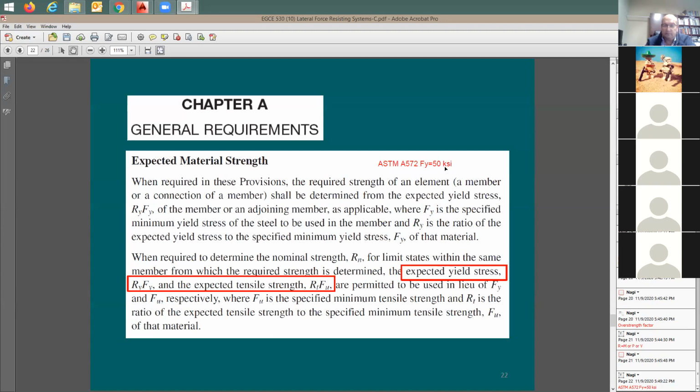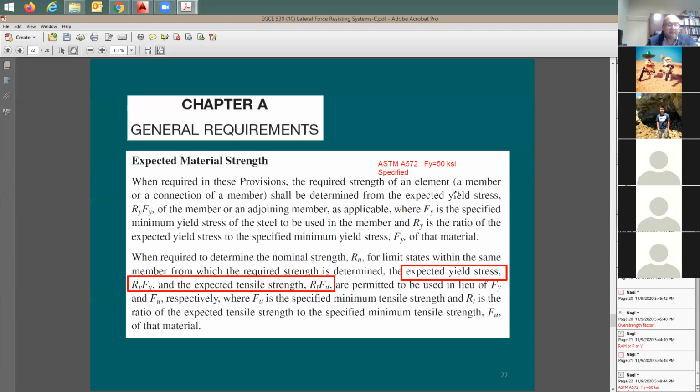Is a test value? Oh, I think that is like yield strength. We call this specified, right? So what does it mean by specified? What does it mean for you in simple English? It means that this is the value that we were given for ASTM A572.